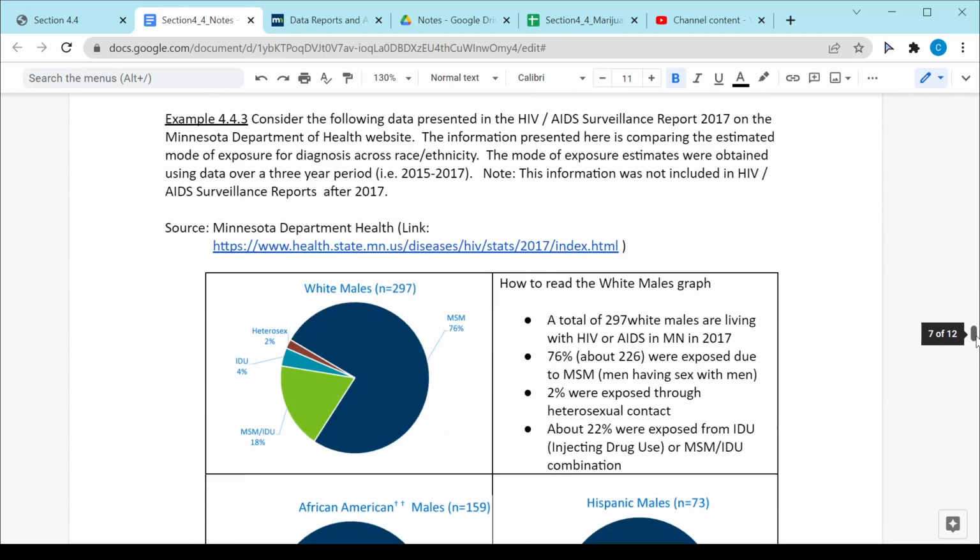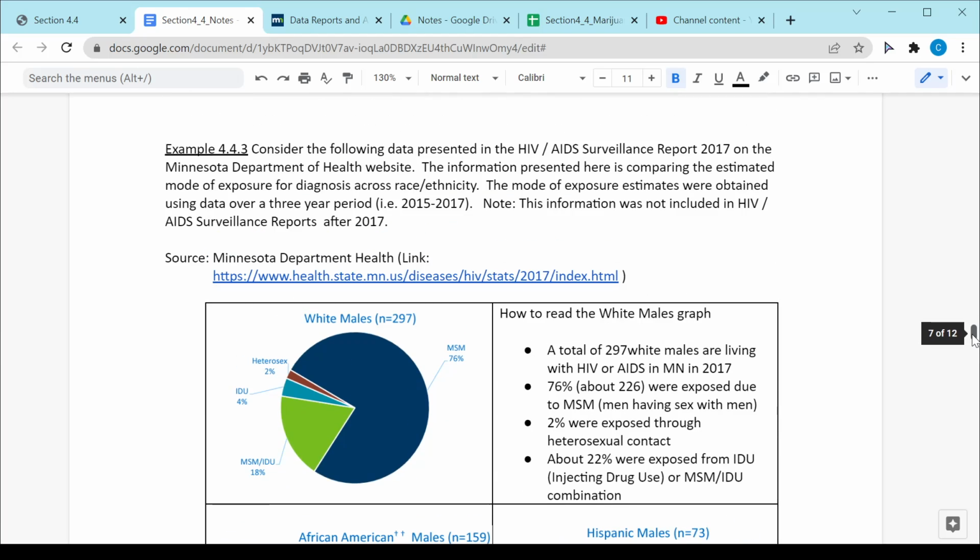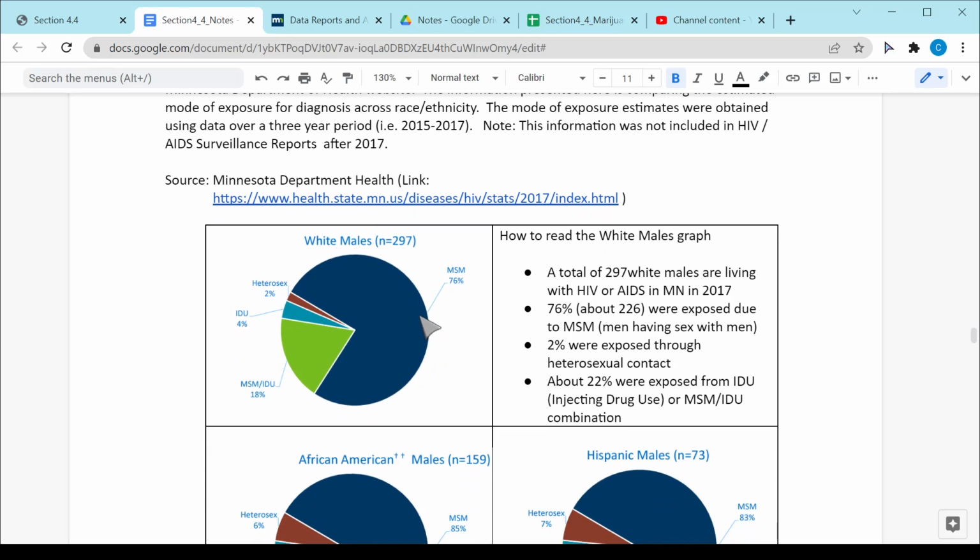All right, here's another example about HIV prevalence in the state of Minnesota. And this is the most recent report where I can get this information broken out by ethnicity. So this is how people get HIV, or get AIDS. For whites, it tends to be MSM, about 76%. And MSM is just men having sex with other men. So this is gay sex here. So for whites, that's most prevalent. How people are going to get HIV or AIDS is through gay sex.